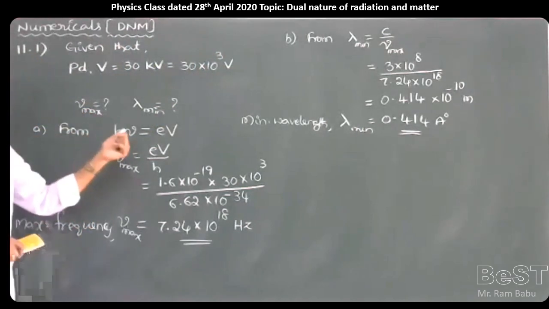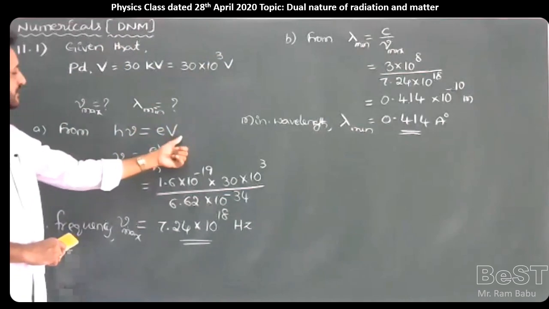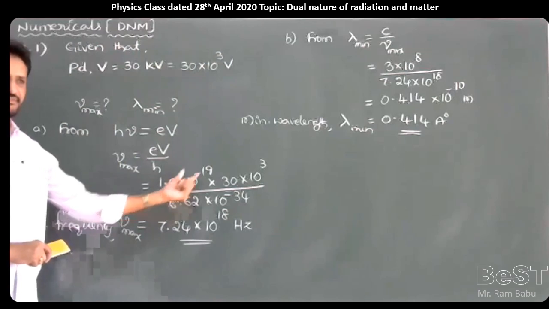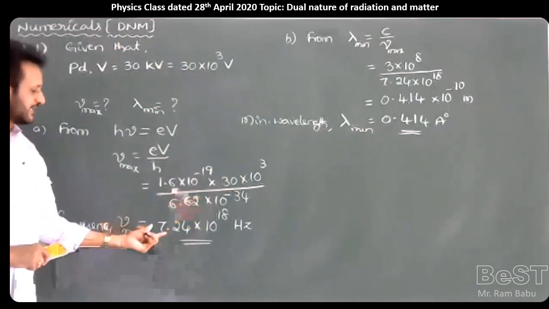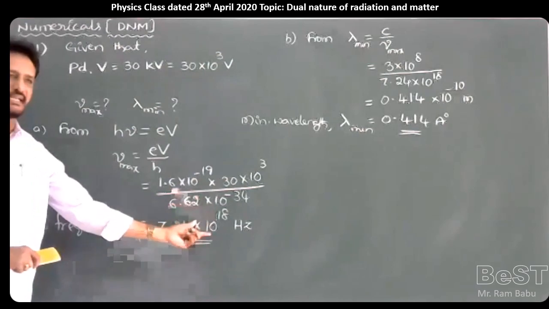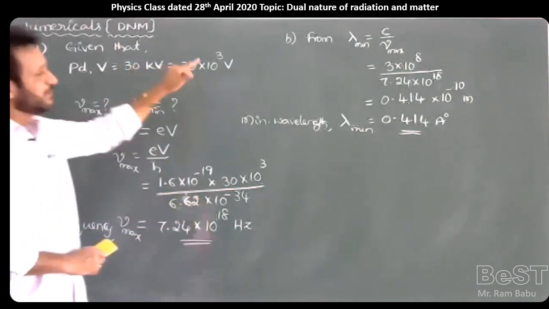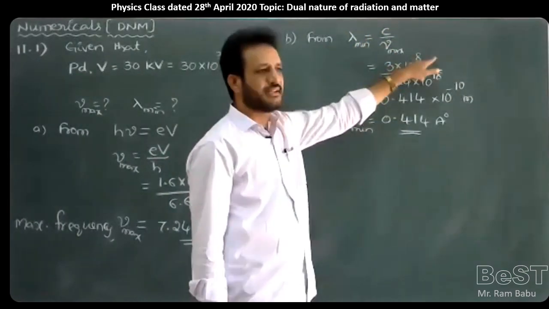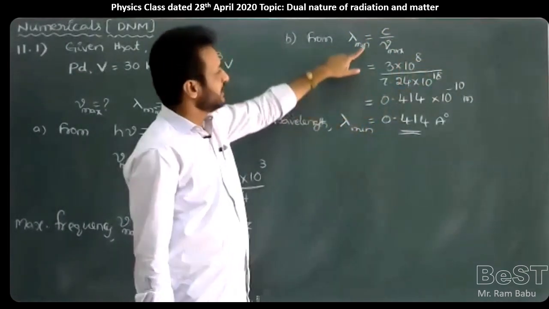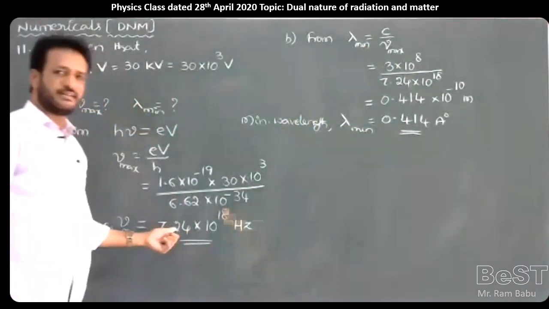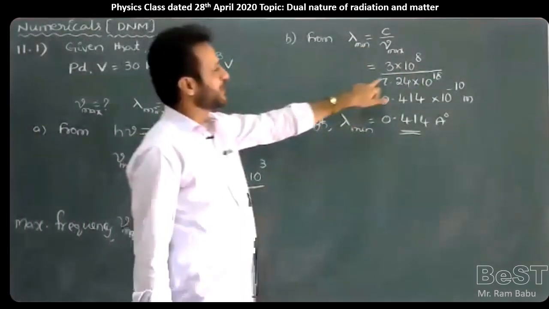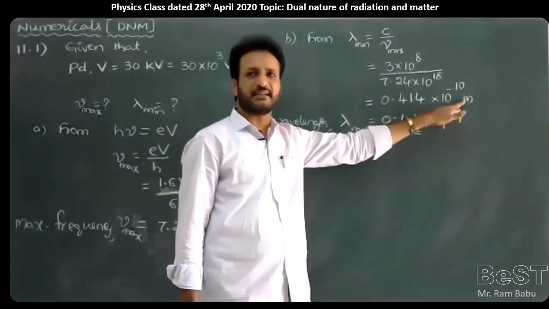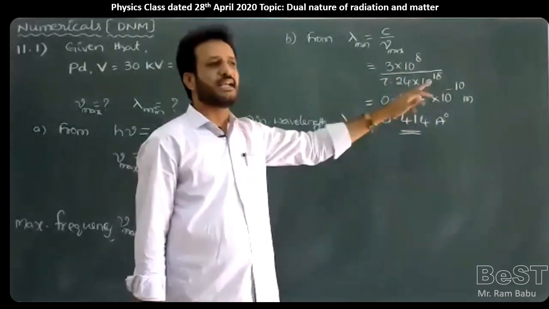From the formula, energy is equal to h nu, which is equal to eV. That gives nu is equal to eV by h. So the e value, V value and h value are substituted. On calculation we got 7.24 into 10 power 18 hertz. And second one, minimum wavelength means lambda equal to C by nu. That equals C, 3 into 10 power 8, velocity of light which we already know, divided by nu maximum, whatever value we obtained. We substitute 7.24 into 10 power 18, which gives 0.414 into 10 power minus 10 meter, or 0.414 angstrom unit.